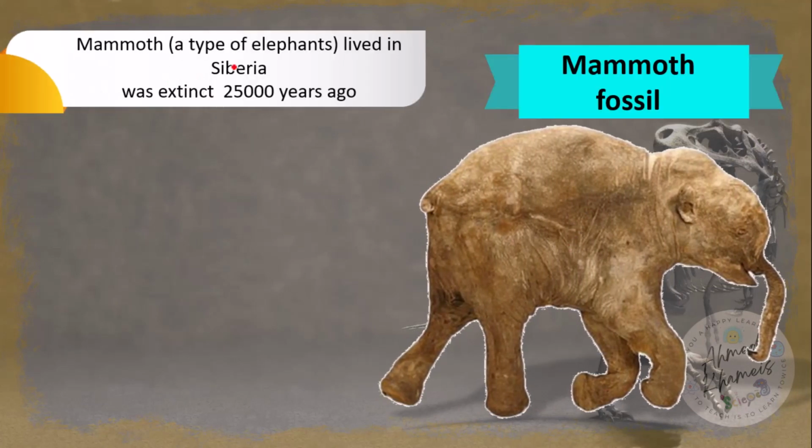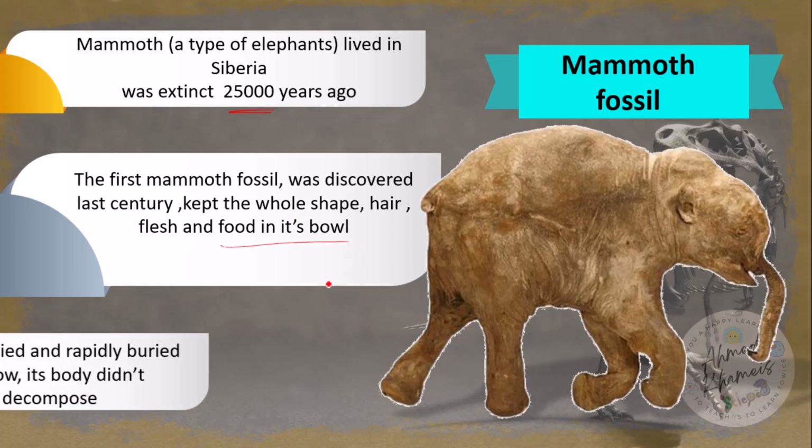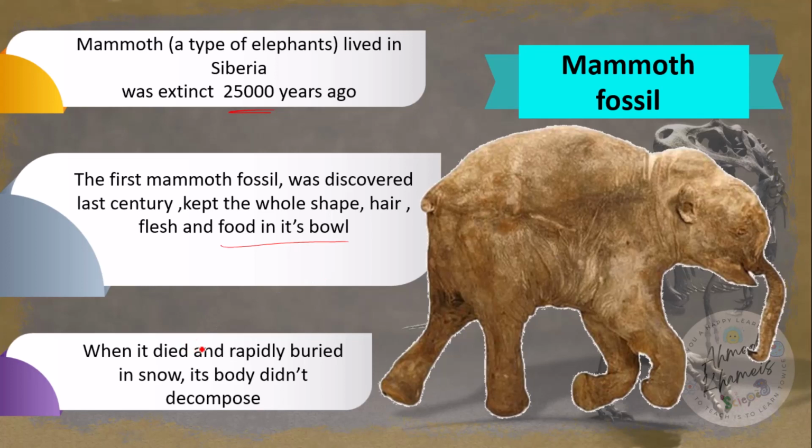A mammoth is a type of elephant that lived in Siberia and went extinct 25,000 years ago. The first complete mammoth we found in the last century kept the whole shape, hair, flesh, and even the food in its stomach. When the mammoth died, it was rapidly buried in snow, so the snow preserved it from decomposition.